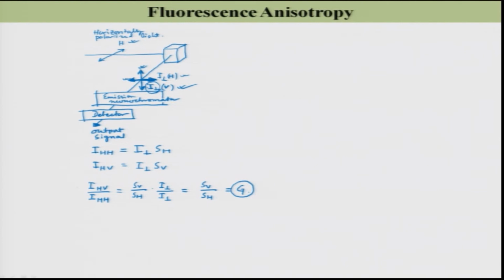So, what you have to do? You have to simply take these two intensities, IHV and IHH. You just take the ratio of these two, and you are going to get G. Once you get G, you can readily get this r as IVV minus G IVH divided by IVV plus 2 G IVH, as I have already discussed, right.